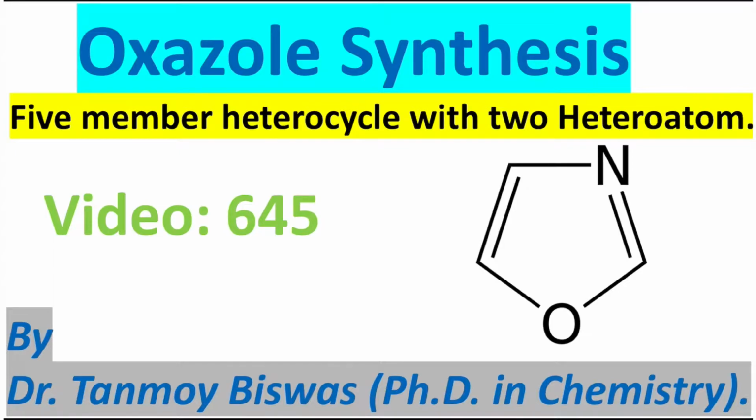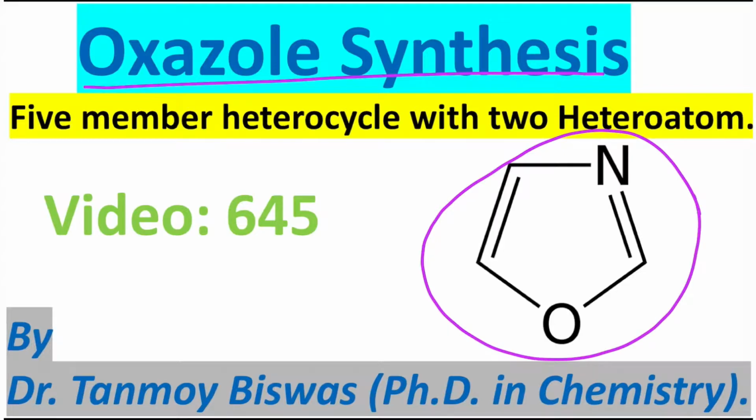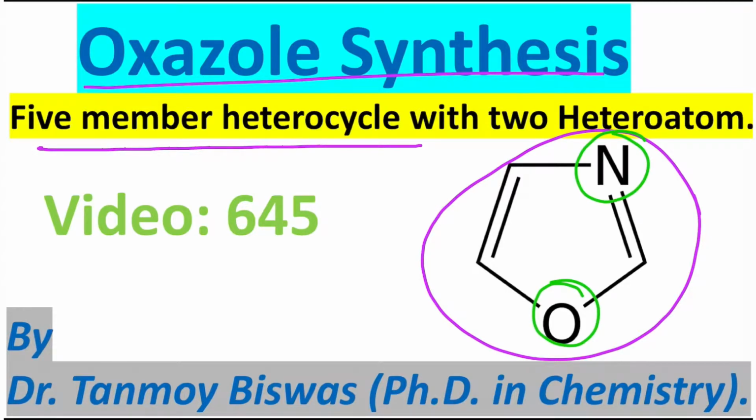Today's topic of discussion is oxazole synthesis. You can see the structure. This is one of the 5-member heterocyclic compounds with 2 heteroatoms. One is oxygen, another is nitrogen. So this is a very interesting molecule. We shall learn mainly about the preparation of this material by 4 reactions.